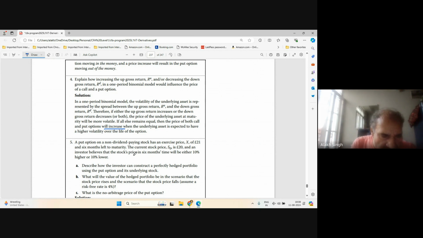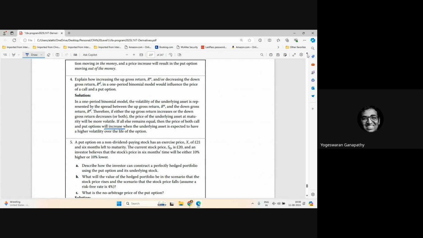Question number 5. A put option on a non-dividend paying stock has an exercise price of 21 and 6 months left to maturity. The current stock price is 20, and an investor believes that the stock price in 6 months will be either 10% higher or lower. Describe how the investor can construct a perfectly hedged portfolio using the put option and its underlying stock.